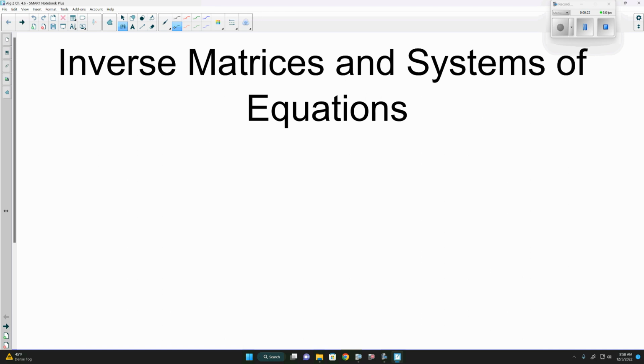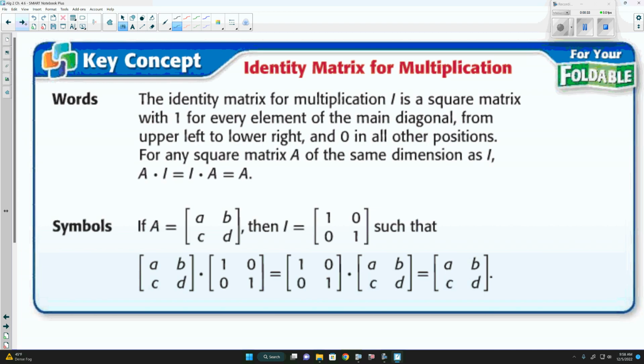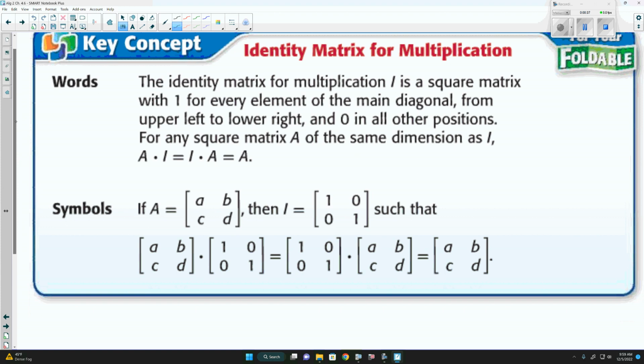So, what we're doing today is inverse matrices and systems of equations. Now, to take the inverse of any matrix, it does need to, first off, be square. We have to have a square matrix to find its inverse.